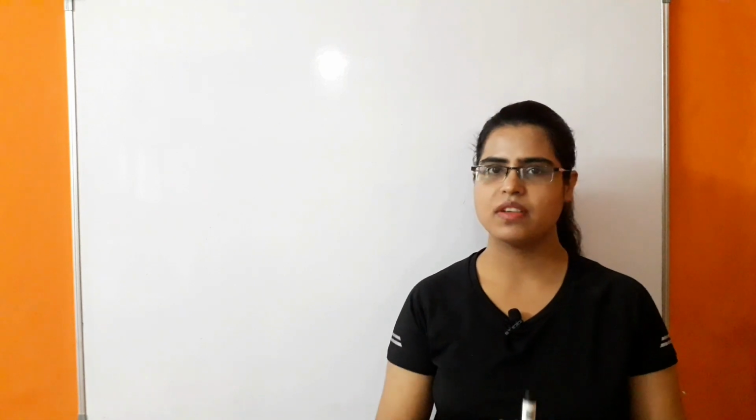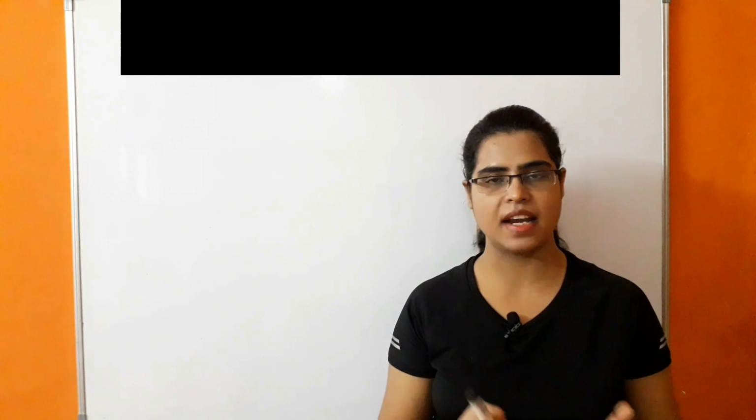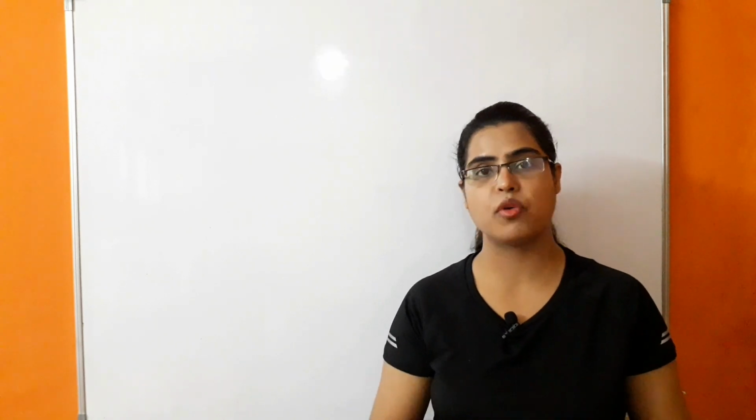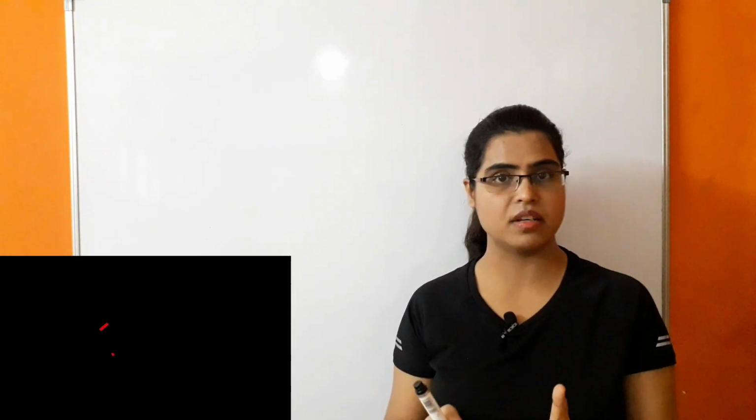Hello students, today we are going to start the new chapter, that is haloalkanes and haloarenes. Before starting the chapter, first of all you have to know how to do the IUPAC nomenclature of haloalkanes and haloarenes, and also what type of isomerism is shown by these compounds.